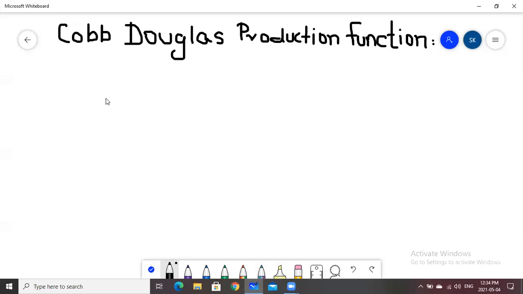Now we will study the importance of the Cobb-Douglas production function. It is based on the empirical study of two Americans. The first one was Paul H. Douglas and the second one C. W. Cobb. So this function is named after two American manufacturers, Cobb and Douglas.